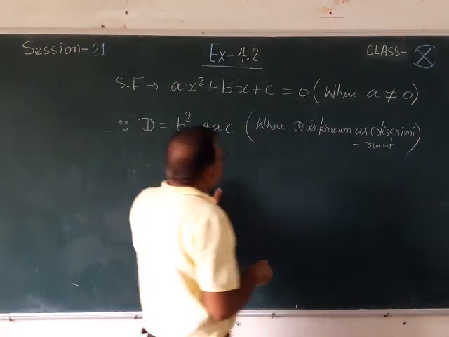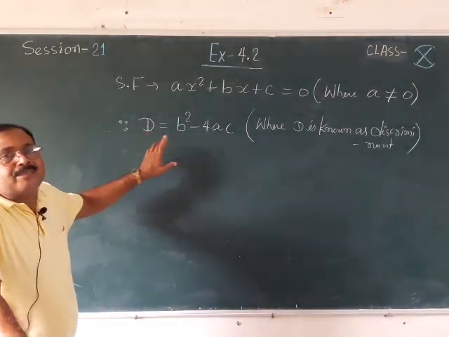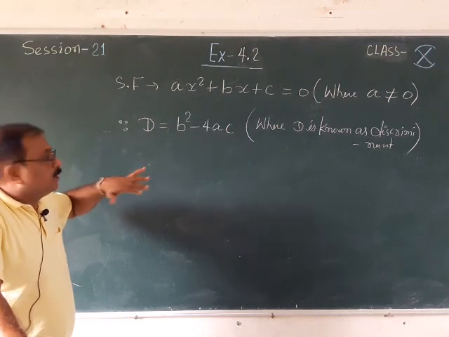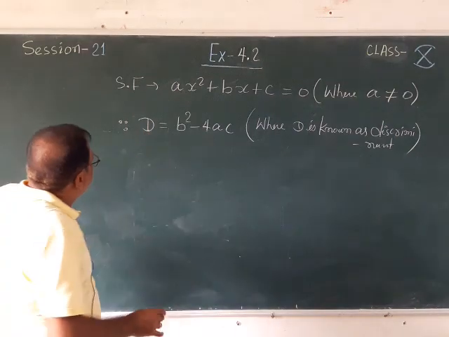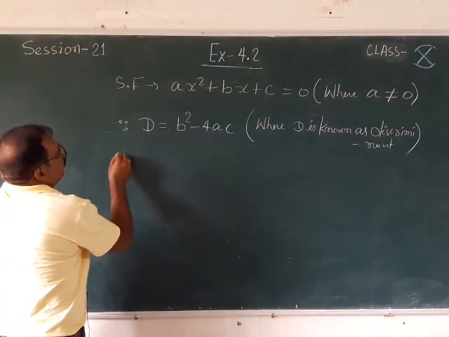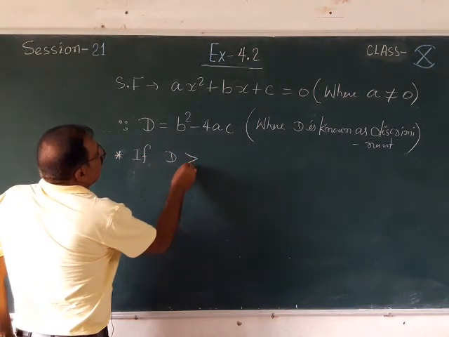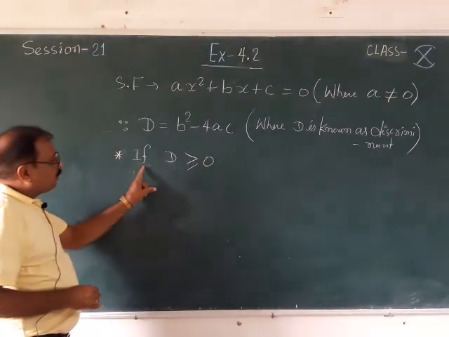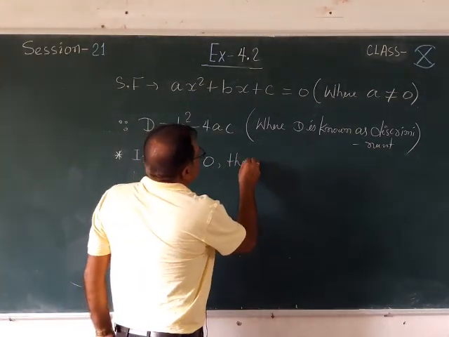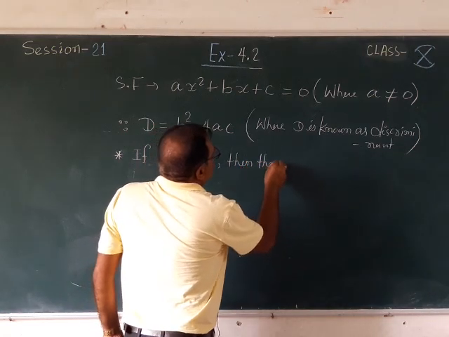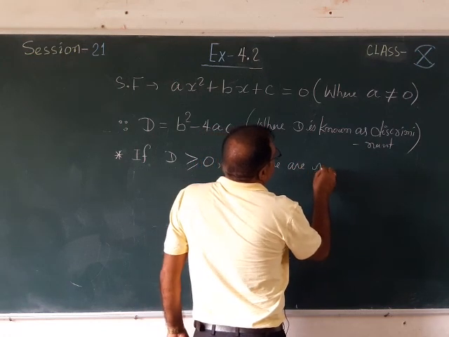So, what is meant by discriminant? That means the term which tells about the equation. If you are getting the value of D, then you need to compare. You have to be very careful: if D is greater than or equal to 0, then there are real roots.